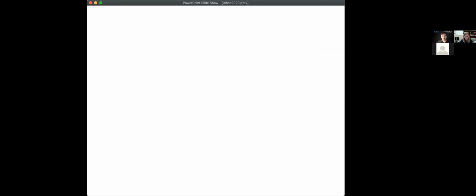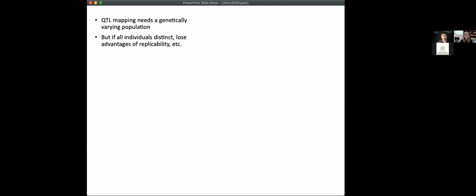That's a useful tool. Inbred is a useful tool. We've seen that QTL mapping needs a genetically varying population. But then you might have noticed that if all individuals are distinct, then you lose the advantages of replicability. I was talking earlier about how great it is to have replicable populations, but we just created a population that wasn't replicable. So how to combine the advantages of inbred strains with a QTL mapping population?